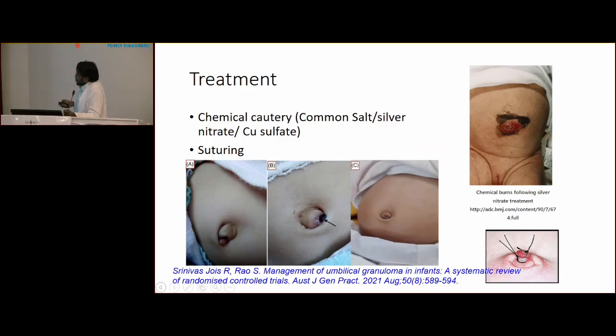A side effect of silver nitrate is that it can cause chemical burns around the umbilical region, making it an open wound, causing chances for umbilical infection or omphalitis to happen. And this is the surgical modality, which is suturing.